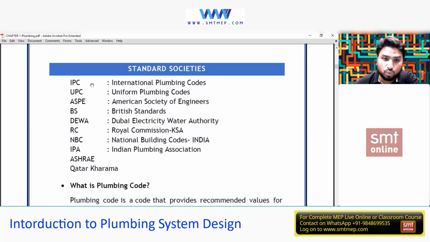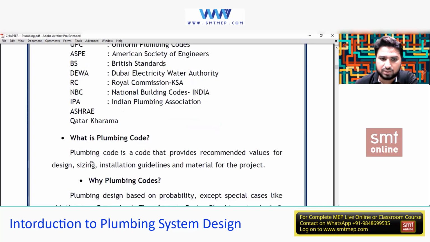But why are these codes required? I'll give you a clearer idea. The plumbing code is a code that provides recommended values for calculation purposes, for designing, that is, for the load calculation. So we get some values for design purposes, and by adopting those values, one can do the design and sizing.